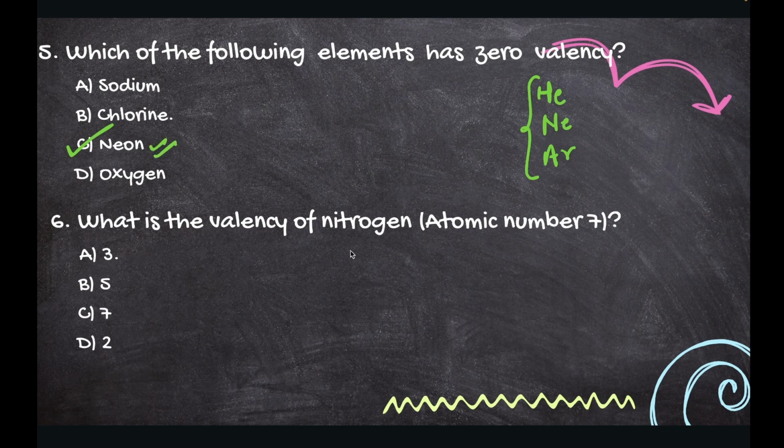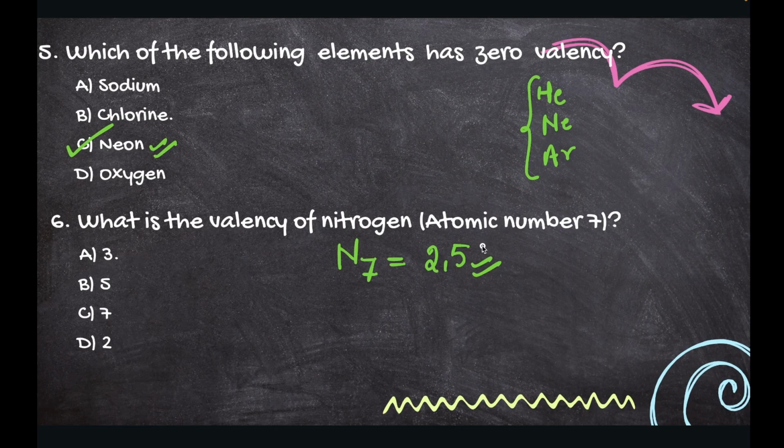What is the valency of nitrogen? The symbol of nitrogen is N and its atomic number is 7. So its electronic configuration is 2 and 5. There are 5 electrons in the outermost shell. It needs 3 more electrons to complete its octet. So its valency will be 3.